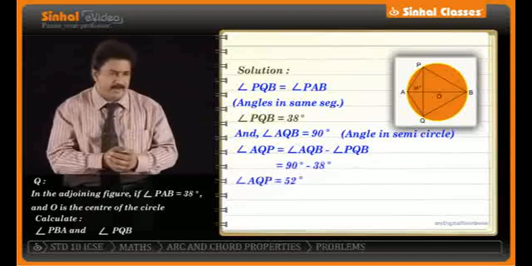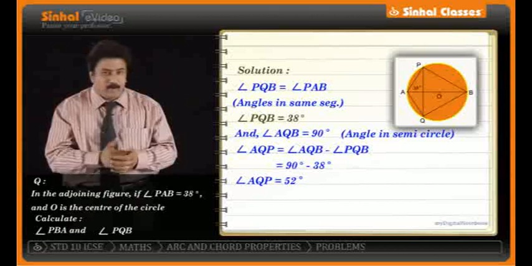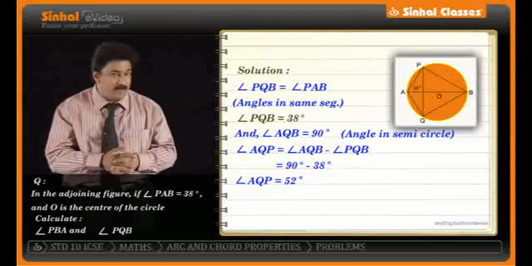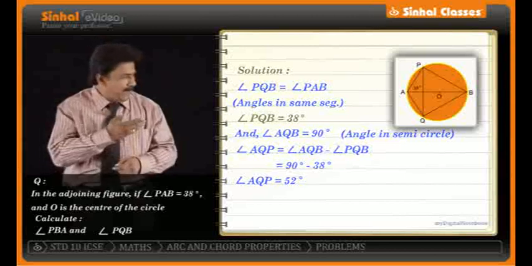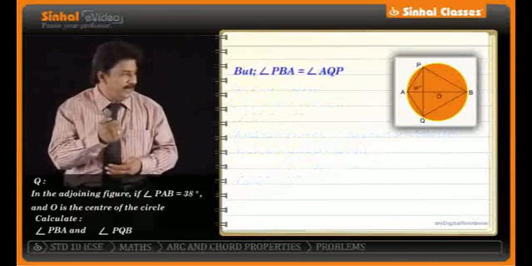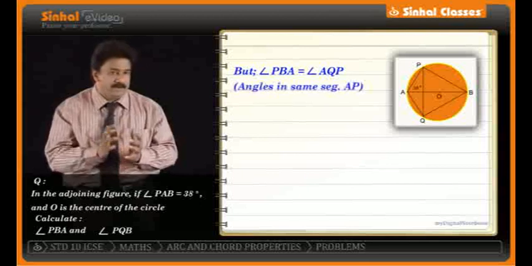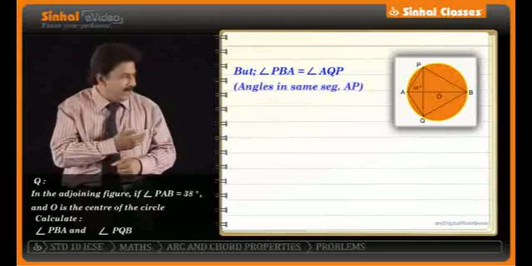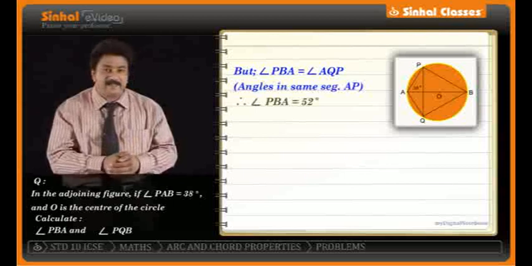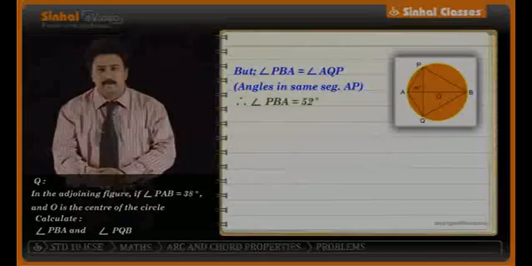So what is 52 degrees? Angle AQP. But what is there? Now see the sum very carefully. See the figure very carefully. Angle PBA is equal to angle AQP. Why? Because angles in the same segment are always what? Equal. Therefore, what do I get? Angle PBA is nothing but equal to 52 degrees. And the sum gets over.